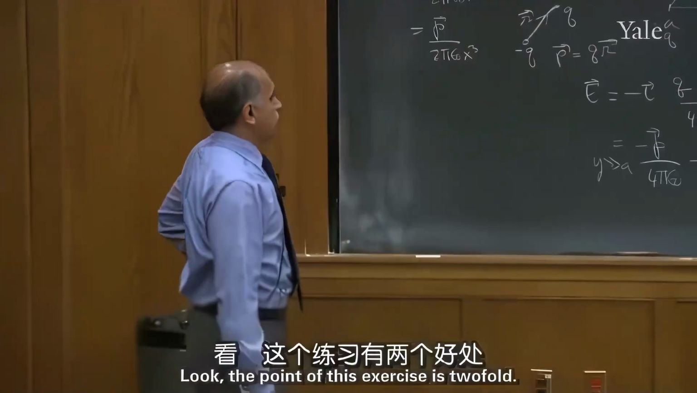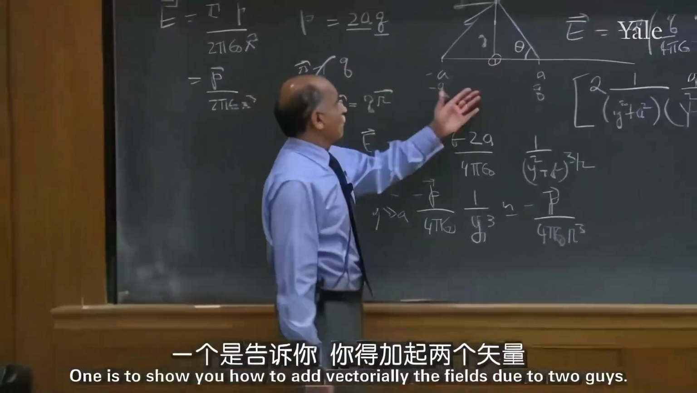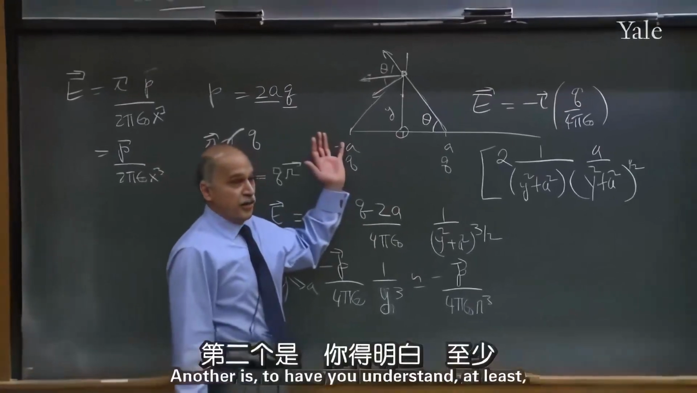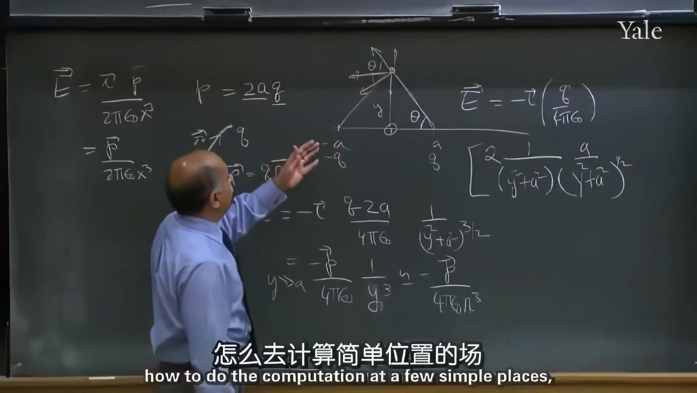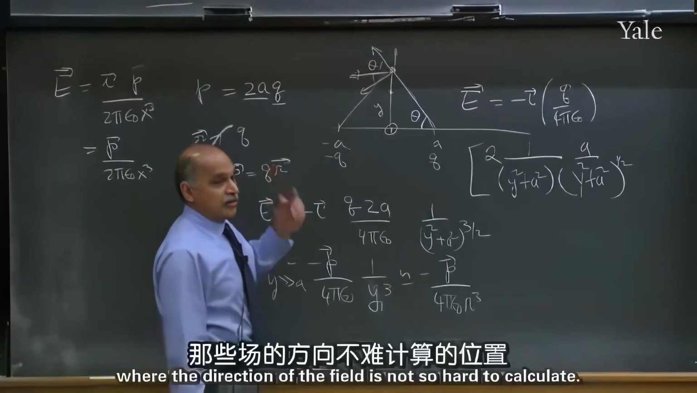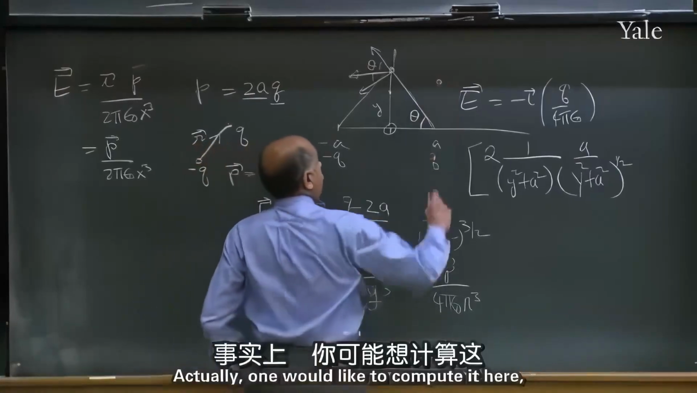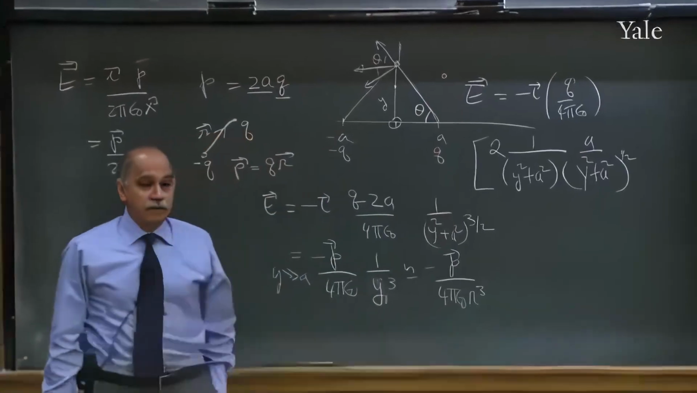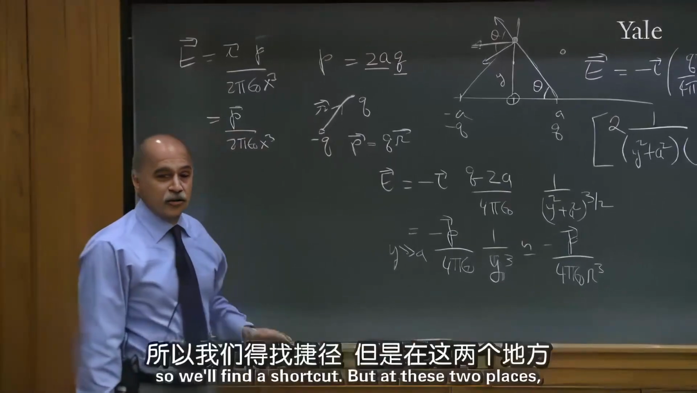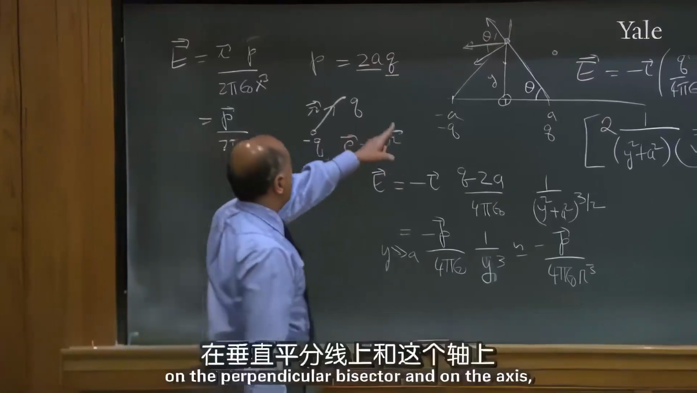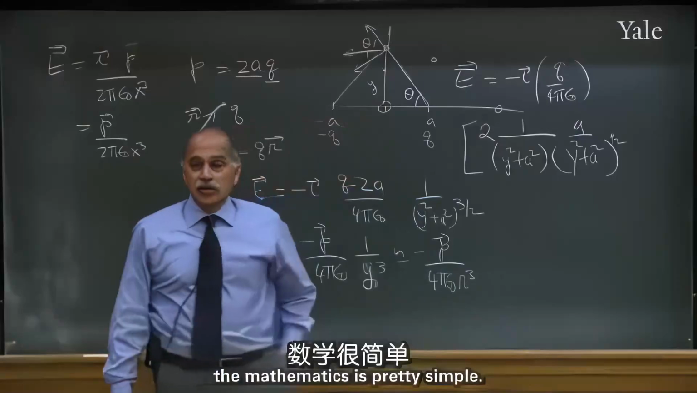Look, the point of this exercise is twofold. One is to show you how to add vectorially the fields due to two charges. Another is to have you understand at least how to do the computation at a few simple places where the direction of the field is not so hard to calculate. Actually, one would like to compute it here where it becomes quite nasty. The magnitude is not so hard, but the direction is hard to calculate. So we'll find a shortcut. But at these two places, on the perpendicular bisector and on the axis, the mathematics is pretty simple.